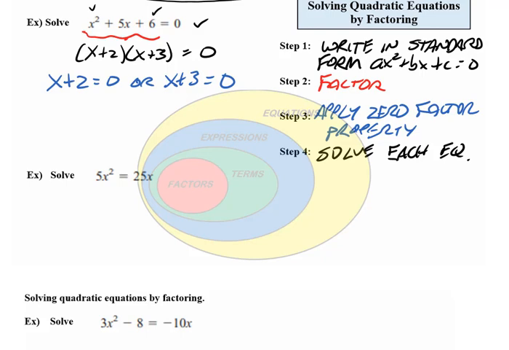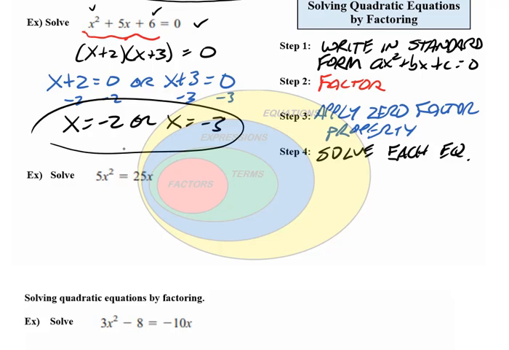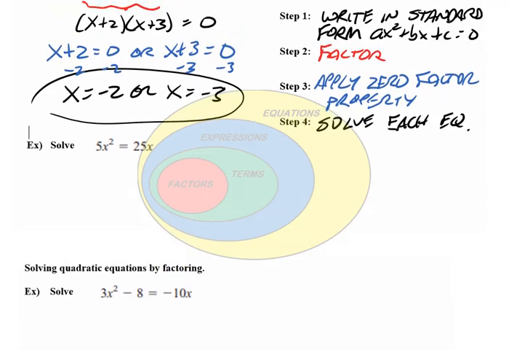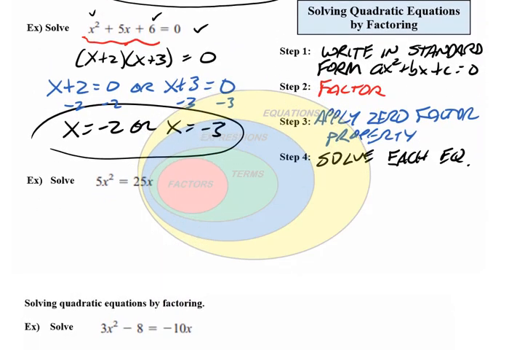So to solve the first one, subtract 2 from both sides, we get x equals negative 2, or subtracting 3 from both sides here, we get x equals negative 3. Okay, so let's try that on these next few problems.